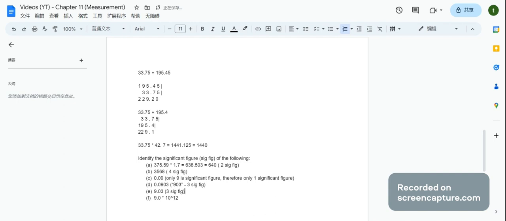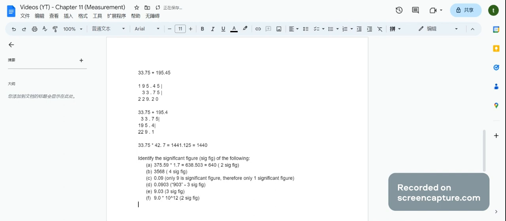And finally, we are going to talk about the 9.0 times 10 to the power of 12. For this value, since the 9.0 is on the left of 10 to the power of 12, all the digits of 9.0 will be counted as sig figs. Therefore, it will have 2 sig figs.